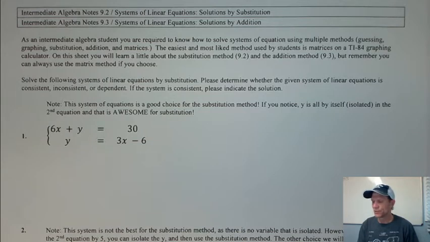So this is what your note packet looks like from 9.2 and 9.3, and I highly recommend you read what I've written here. It talks about how some cases are good for substitution and some are good for addition. In my mind, not that many are that great for the graphing method, but sometimes you can see right away if it's in slope-intercept form that the slopes match, and then you would know it's one of the special cases.